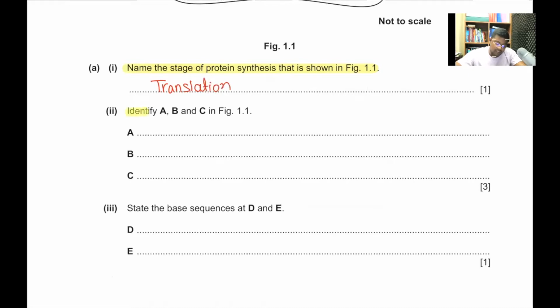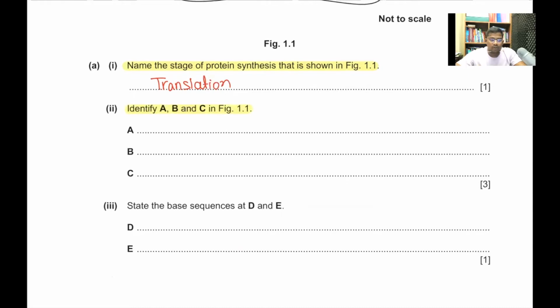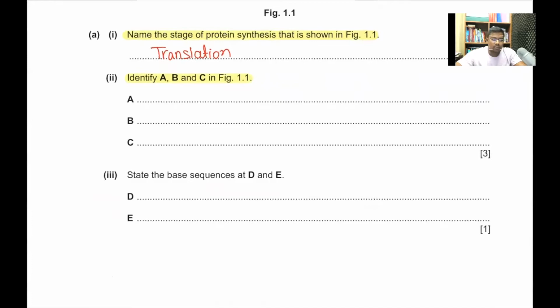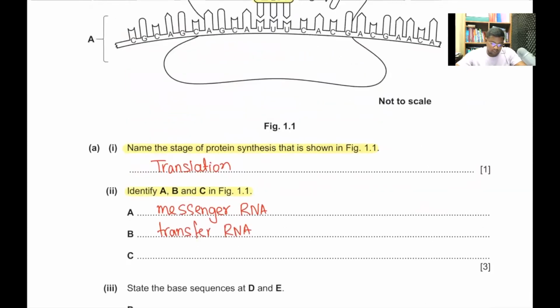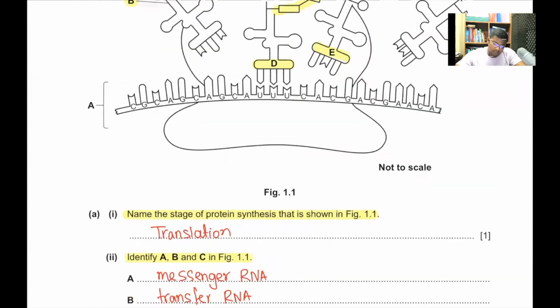The question says identify A, B, C in figure 1.1. So A is actually messenger RNA. B is transfer RNA. And C is basically the polypeptide.